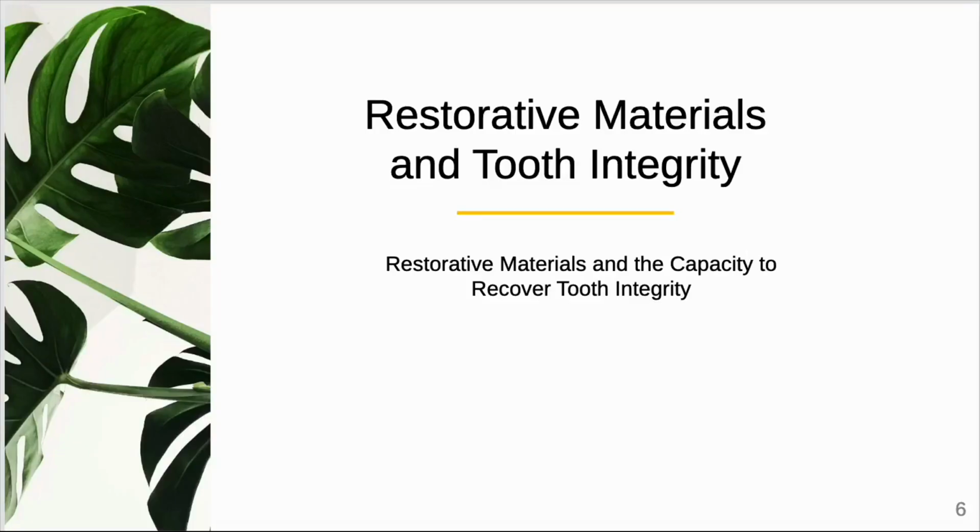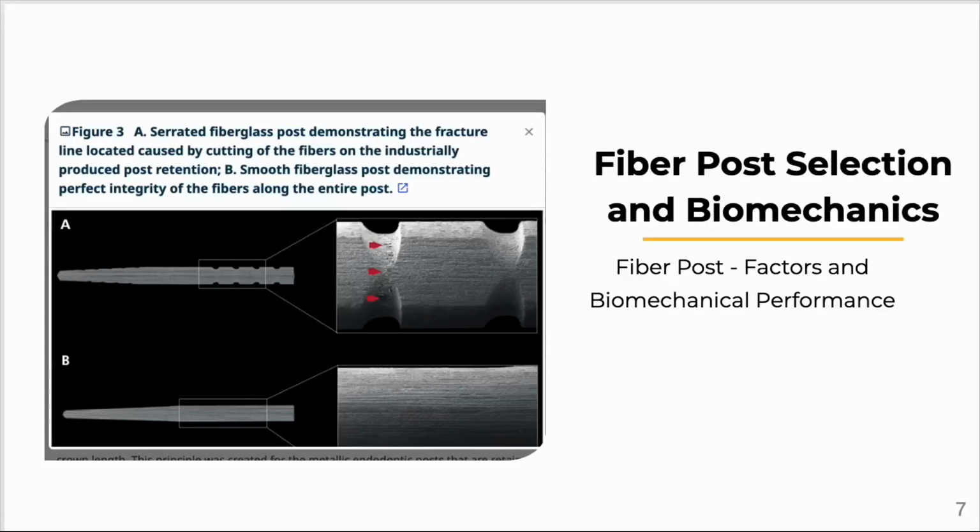Restorative material and tooth integrity. The goal of restoration is to recover the tooth's biomechanical function. Composite resin is the preferred material, while amalgam is discouraged. Proper bonding and light curing techniques are essential for successful restoration. Bulk fill composite and glass ionomer bases can enhance stress distribution. Proper light curing is vital, and dual cure cement is recommended when using fiber post.